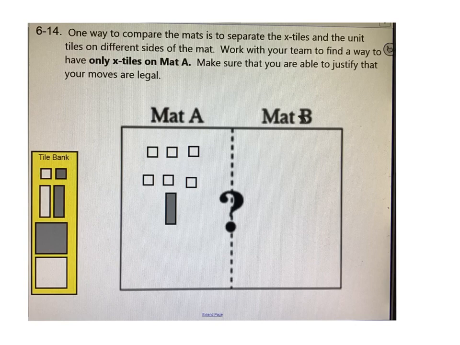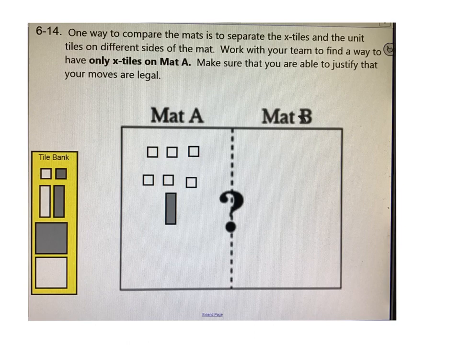All right, so when we're going back to our algebra tile mat, one way to compare to see which side is bigger is if you can get all of the x tiles on one mat and all of the 1 tiles on the other side. So that's going to be super helpful. So our goal today is going to be to get all of the x tiles on one side, it doesn't matter which mat, and all of the 1 tiles on the other side.